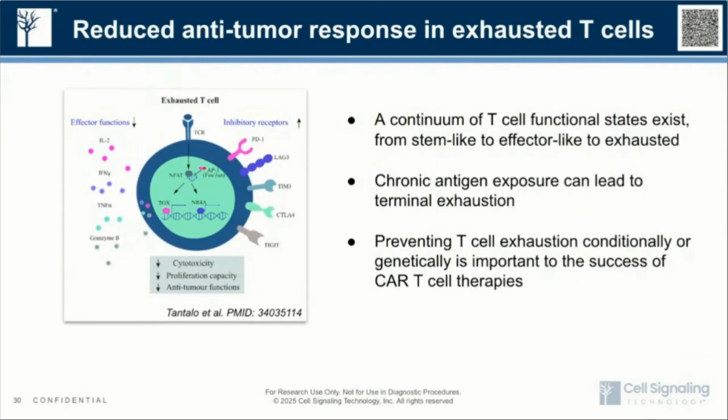So preventing T cell exhaustion conditionally or genetically is really important, as you can imagine, for the success of CAR T cell therapies, as we wouldn't want to be administering CAR T cell therapies that have then induced exhaustion and are no longer able to perform their anti-tumor immune responses.